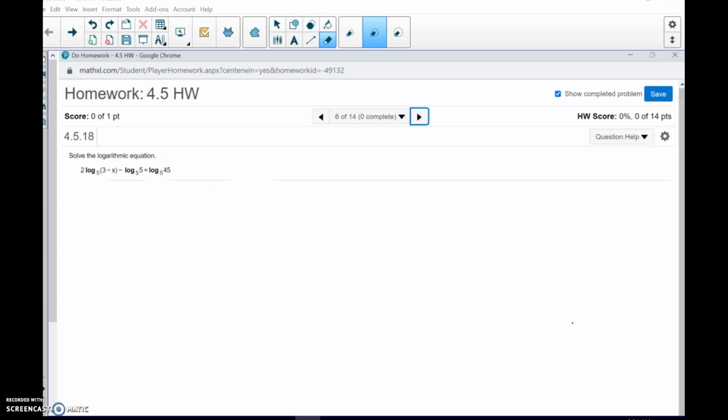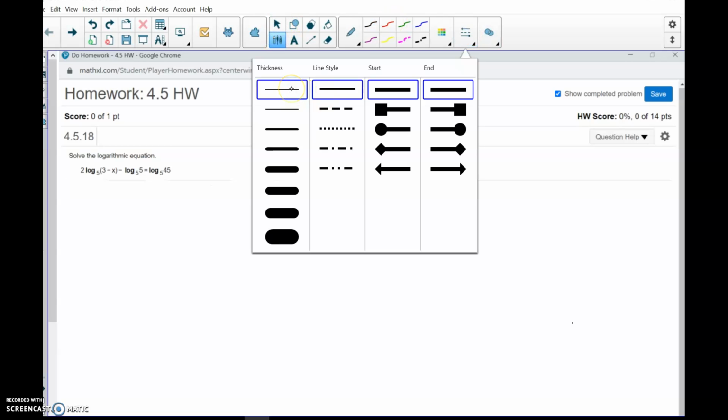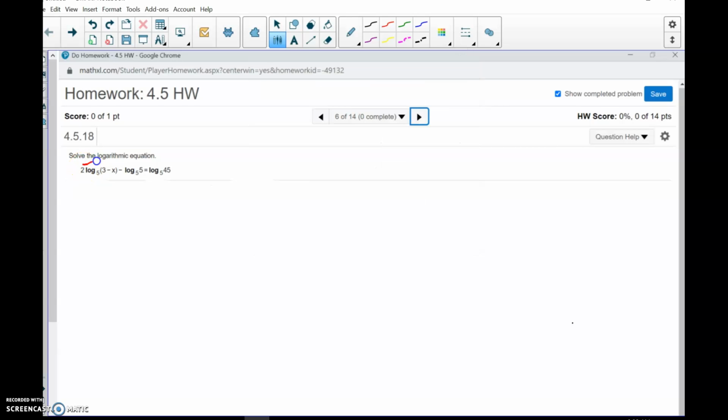So the first thing I'm looking at this and I'm thinking, oh, on the left hand side, wouldn't it be nice if we had just one logarithm? And luckily we know how to do that. So the first thing I'm going to do is this. This 2 I'm going to put as an exponent. Okay, I can do that. That's one of the rules that we have going backwards.